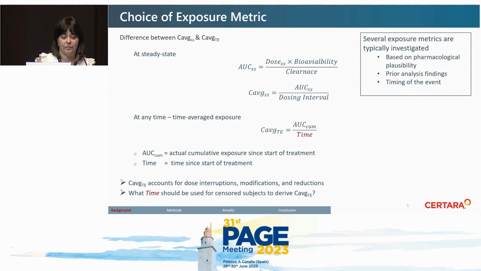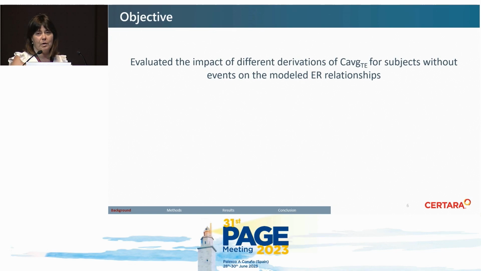But the problem with the time average concentration is that you don't have a time for subjects that are censored in the study. So these censored subjects are subjects that have either dropped out, have not been followed up, or have not had an event throughout the treatment period or trial period. So our question was basically to evaluate the impact of deriving time average concentration for subjects without an event and what kind of impact that has on our exposure-response relationships.